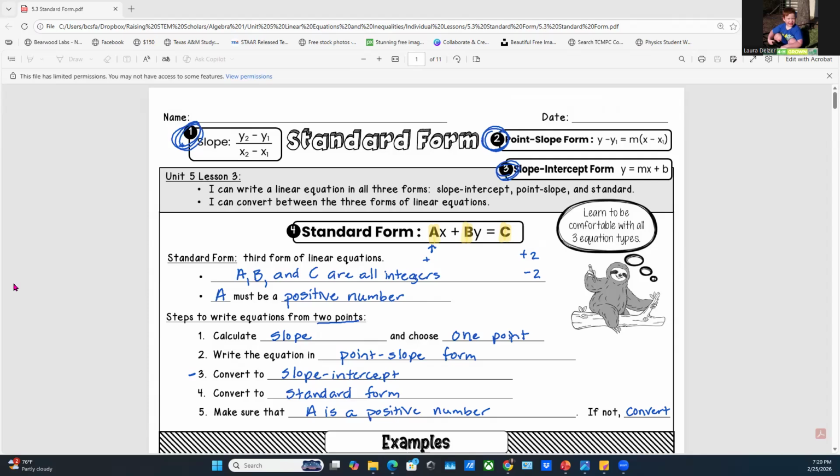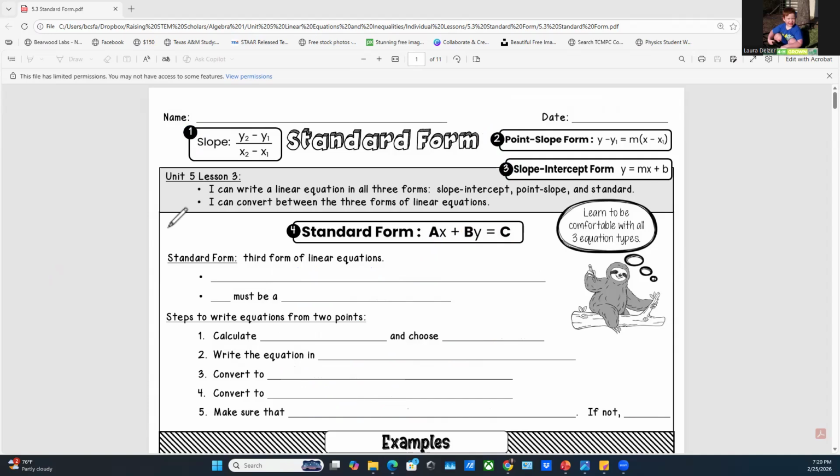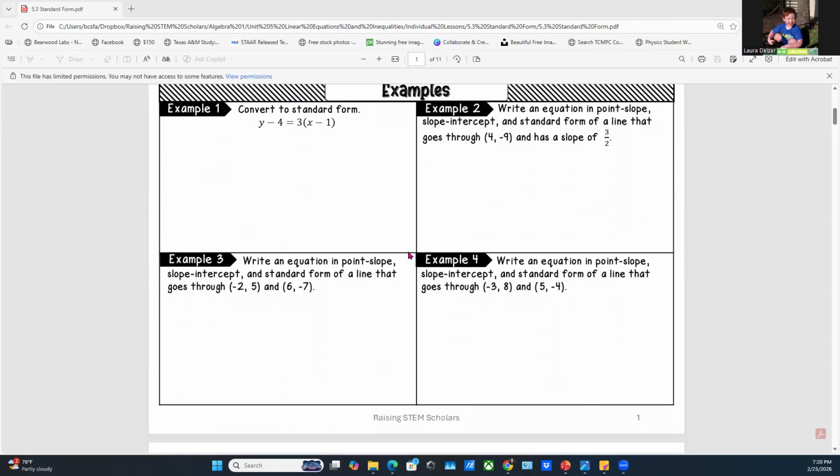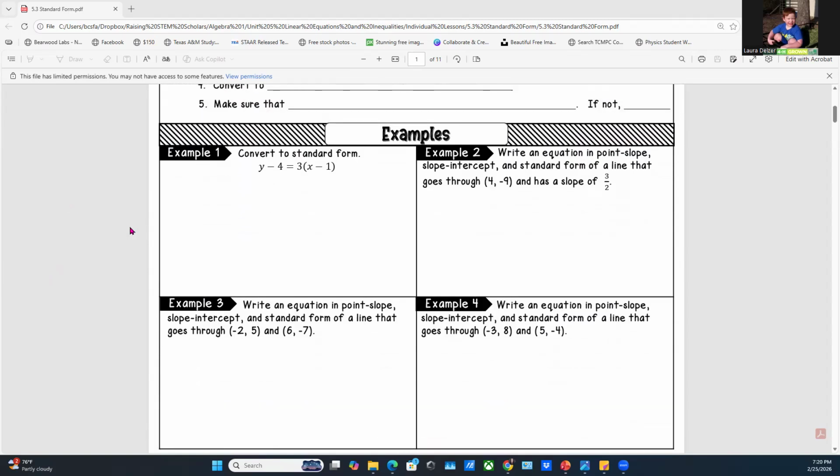Let's go ahead and go to some examples. I'm going to clear this off so I can slide on down. This first equation is convert to standard form. I'm going to write my equation types, so I might pause the video right here, write some equation types, and come back.